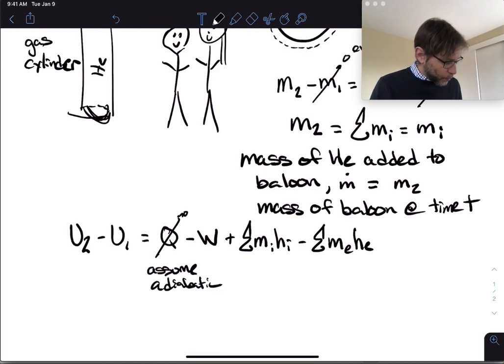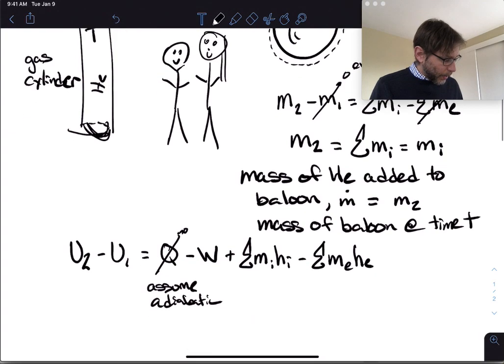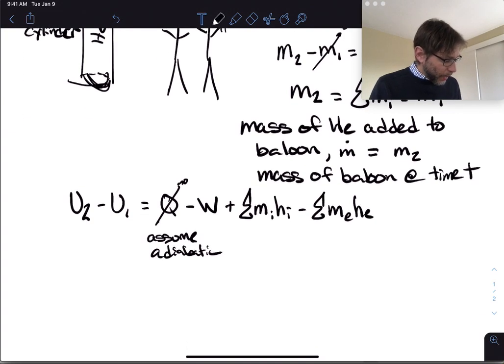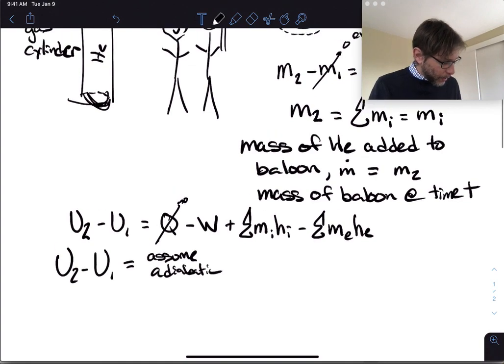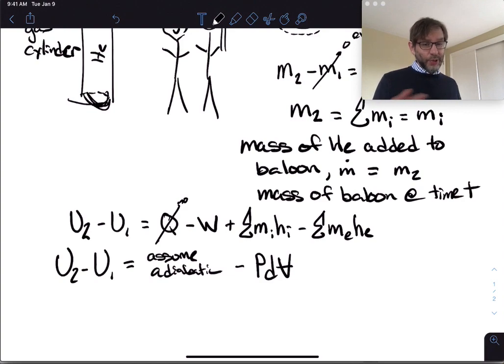Okay? Even though there's probably some temperature difference between the ambient temperature or whatever. And then essentially you assume that U2 minus U1, the initial stuff, is the ambient temperature, and we'll say there's some work, so we'll have minus PdV work, because there's some changing volume in our balloon. We'll just assume it takes an equal amount of force to pump this thing up.